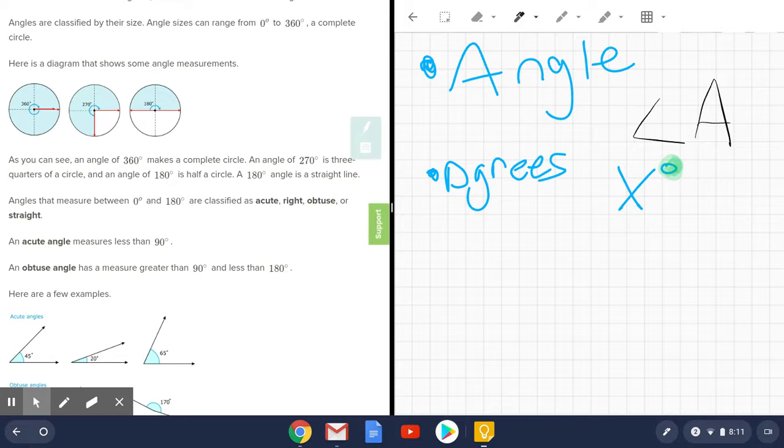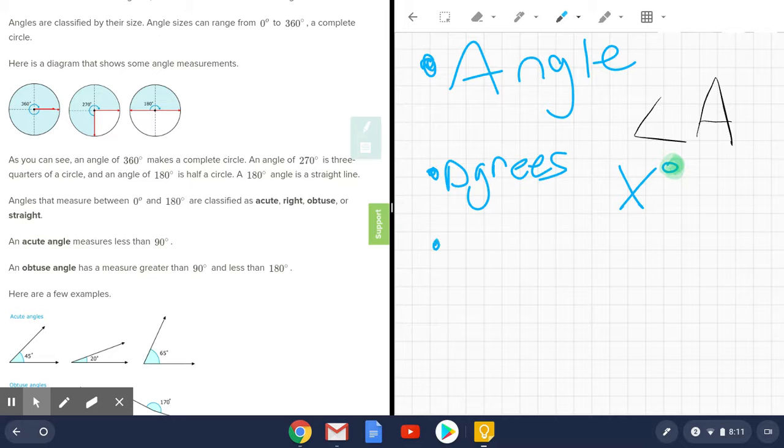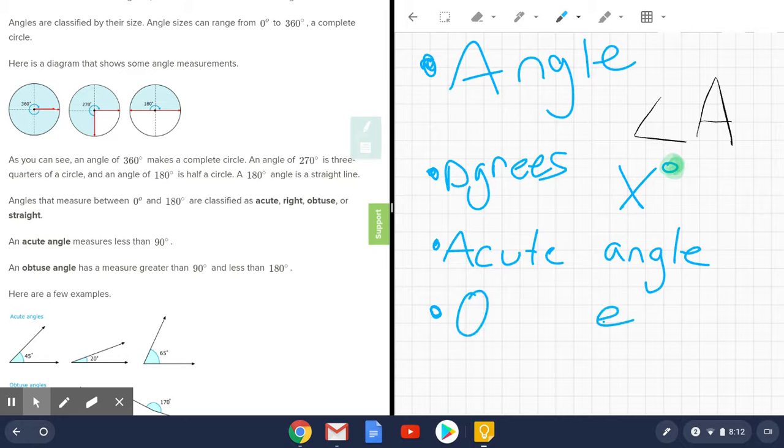So that brings us to our next point here, an acute angle. An acute angle, my friends, measures less than 90 degrees. An obtuse angle is our next point. An obtuse angle has a measure greater than 90 degrees, but less than 180 degrees.